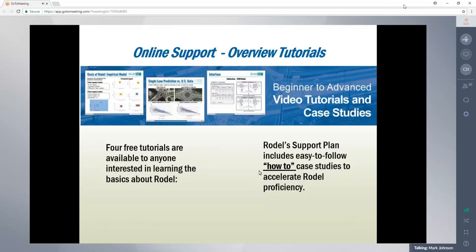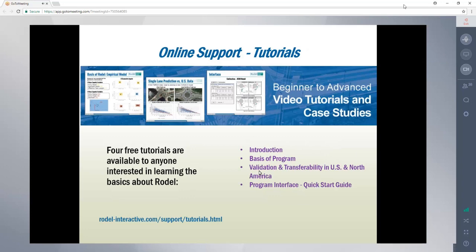A couple of key features and improvements over the last number of years, and more recently, include the online support, to include free tutorials, as well as a support plan that includes easy to follow how-to case studies to accelerate Rodel proficiency. Much of the information that I'm talking about today is available online in these free tutorials: the introduction, basis of program, validation and transferability, as well as a program interface quick start guide.